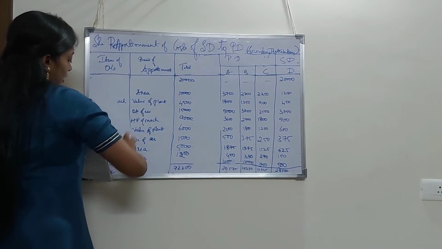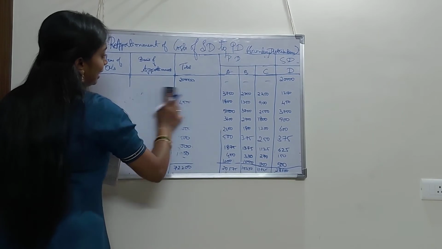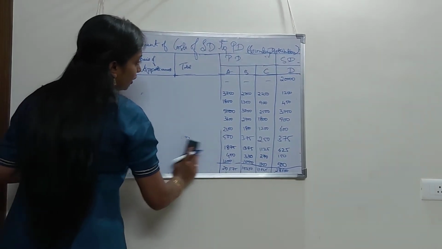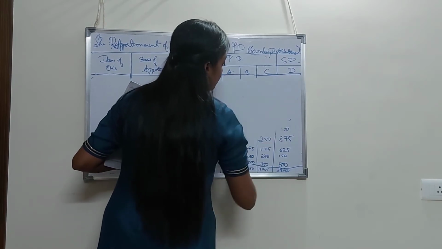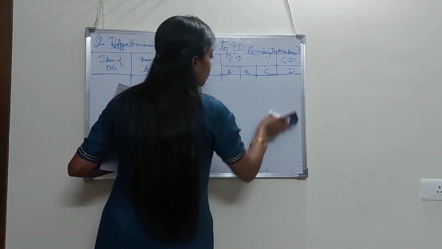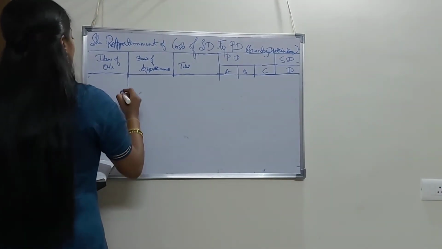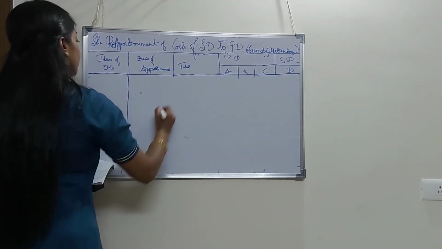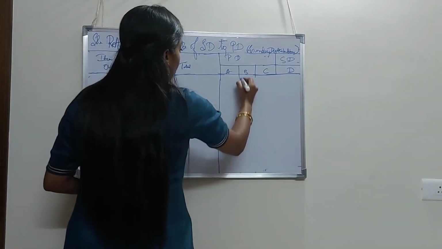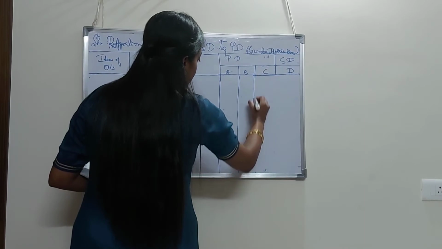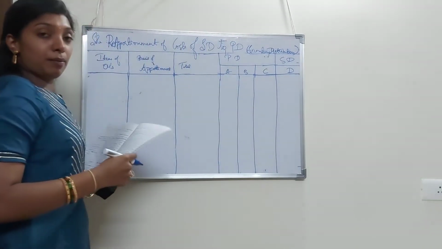One is items of overhead. Next, basis of apportionment. Next, total. After that, the production departments A, B and C. Then service department D. So, the columns would be the same. The exception is the ratio column. Do not include the ratio column for your secondary distribution. Right? So, now we have found out the expenses departmental wise under primary distribution.